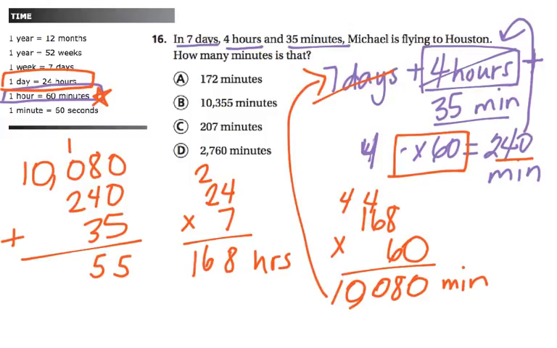Carry my 1. 1 plus 2 is 3. I don't have to carry anything. 0 plus nothing is 0. 1 plus nothing is 1. So I got 10,355 minutes in all. Let's look for that answer choice. Oh, it's answer choice B.